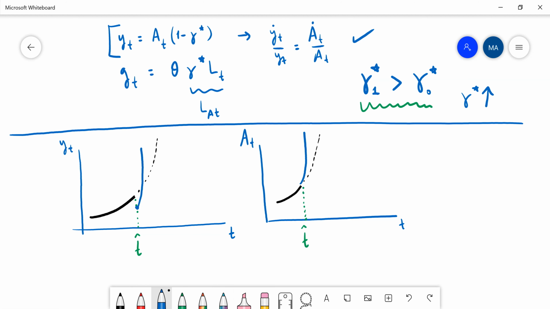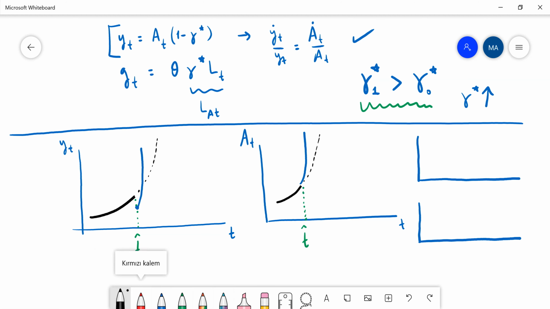Does everybody get it? So let me draw the logarithmic versions. It is easier to see with natural logarithms. Why? Because logarithms will make them smoother, right? So you have that type of stuff until there, and you have that until there. This is, let's say, ln y. This is ln A. Okay.